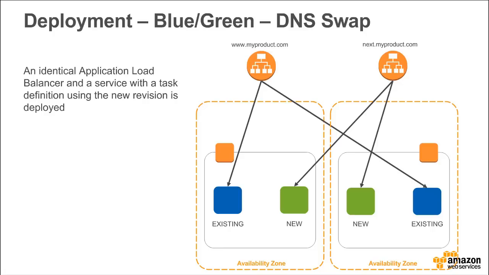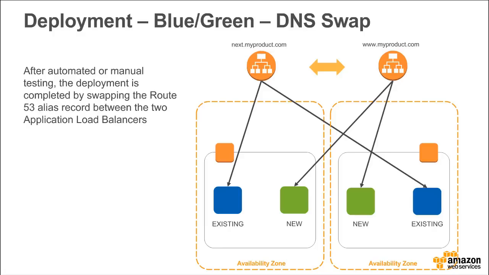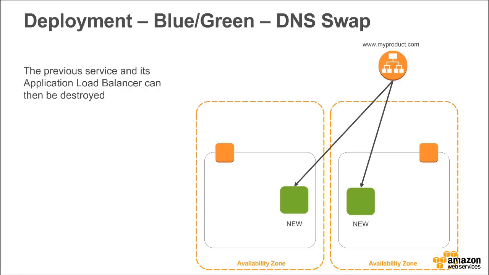Maybe there's some manual testing going on. Maybe it's a combination. But once we're happy that our new software revision is performing as we expect, we can swap the DNS name. So now www.myproduct.com is pointing to our new revision. And once we're happy with that, we can remove our old revision. So that's with a DNS swap.